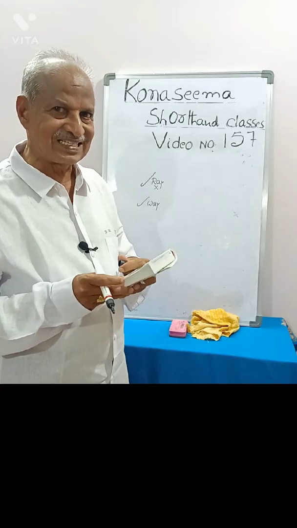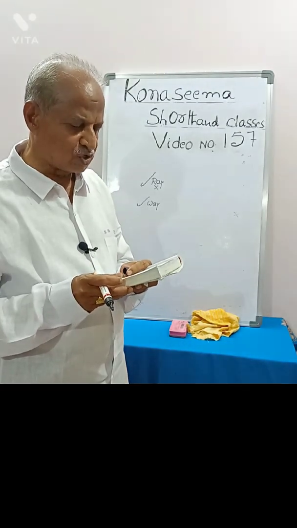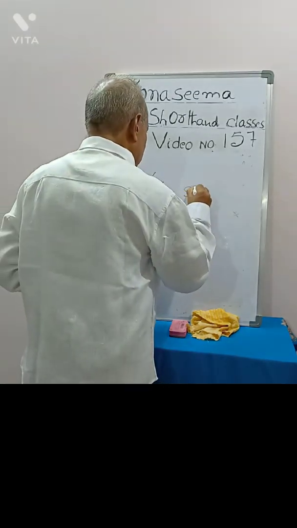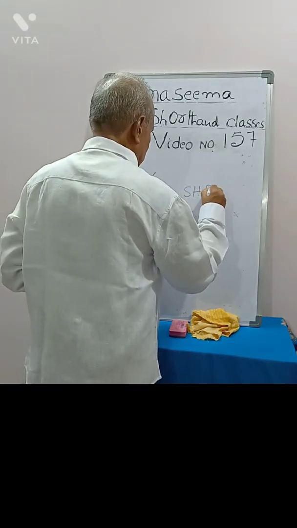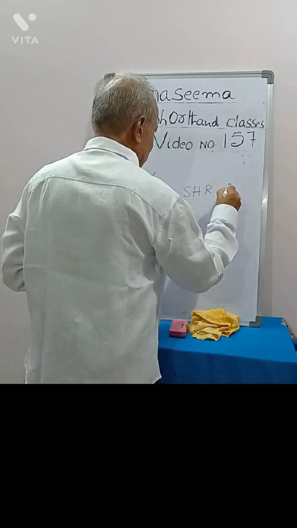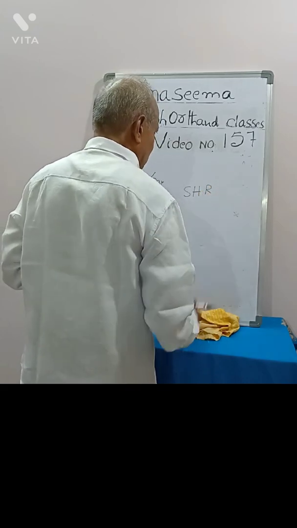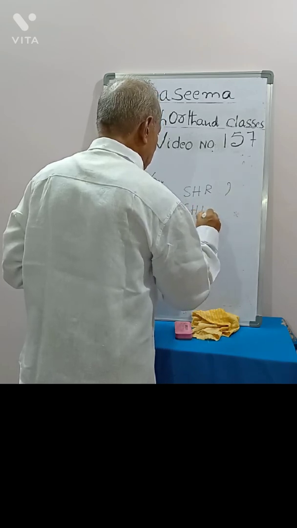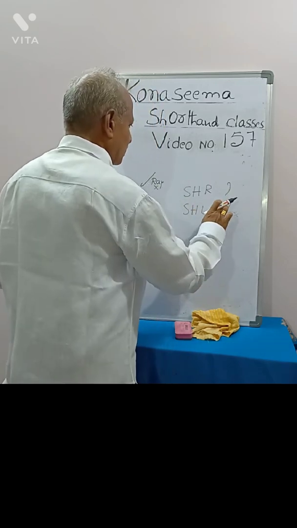Next, 67 para, shar and shall. The double consonant shar, like this. But shall we will write upward.